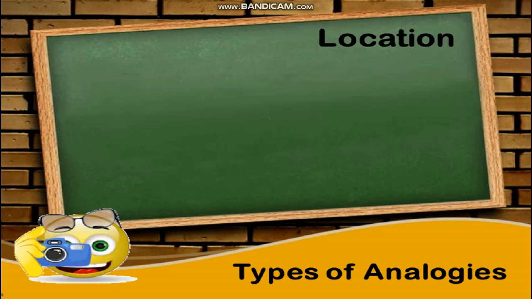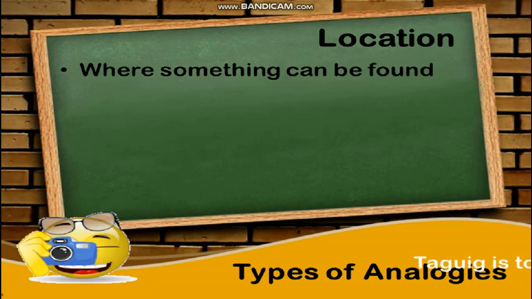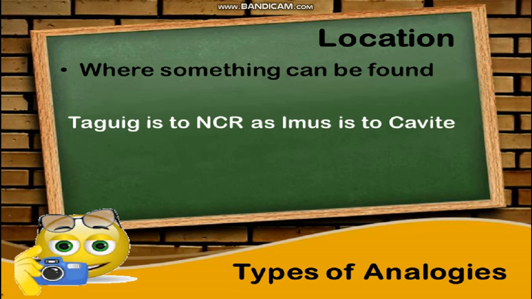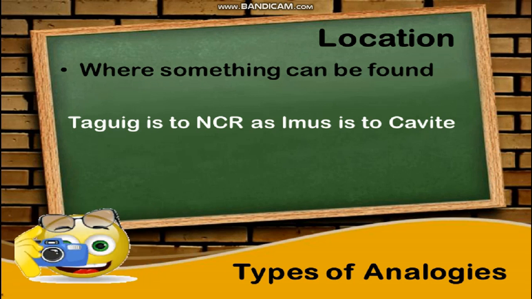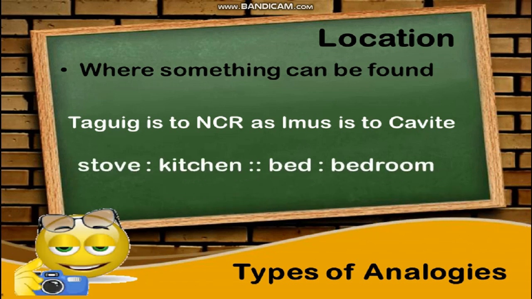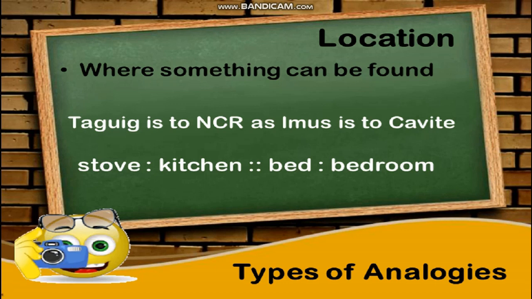Another type of analogy, location, where something can be found. Example, Taguig is to NCR as Imus is to Cavite. We can find Taguig in NCR as Imus can be found in Cavite. Another example, stove is to kitchen as bed is to bedroom. We can find stove in the kitchen as bed can be found in the bedroom.